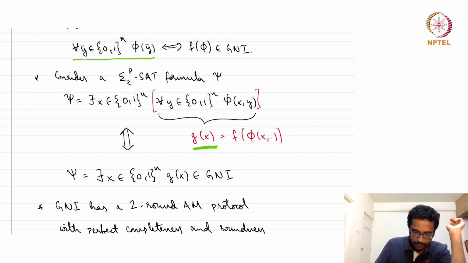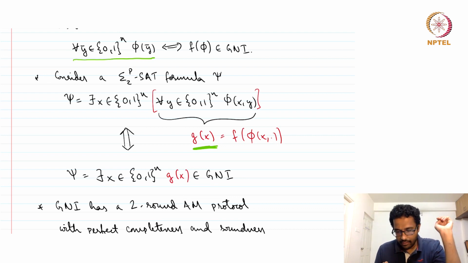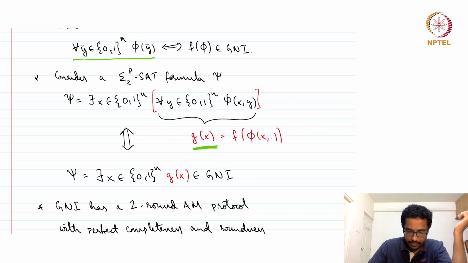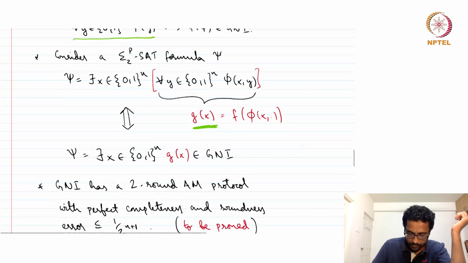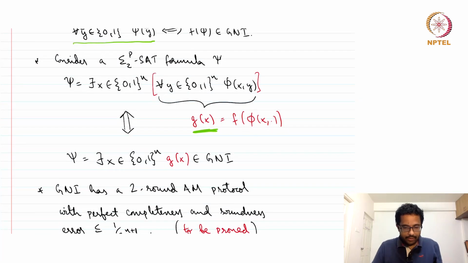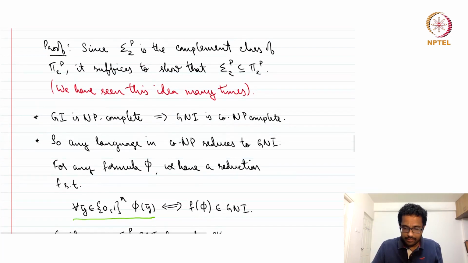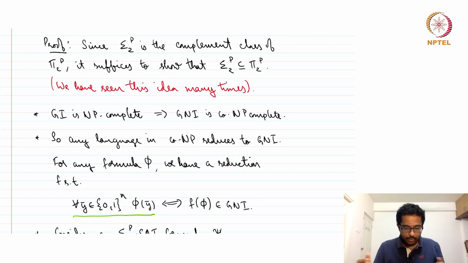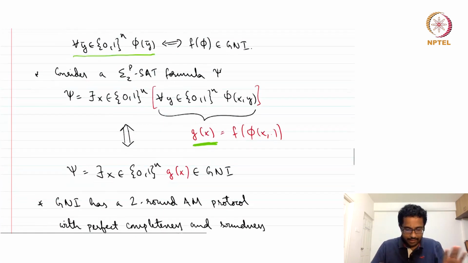Let us try to see what happens. Maybe I'll make this one also red. So we are saying that psi is equivalent to: there exists x such that gx is a yes instance of, or gx is in GNI, graph non-isomorphism, right? Because I can replace this for all y and so on with gx. So far it is just a restatement of sorts, right? We have not even gone to interactive proofs. We are just talking about sigma 2 being contained in pi 2 and graph isomorphism, and so on. We are just rewriting stuff.